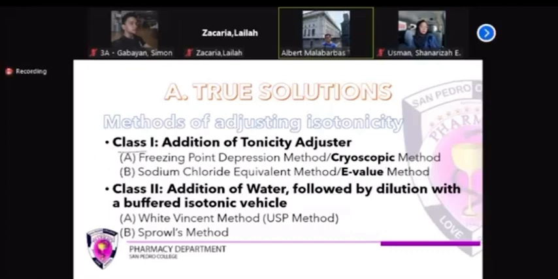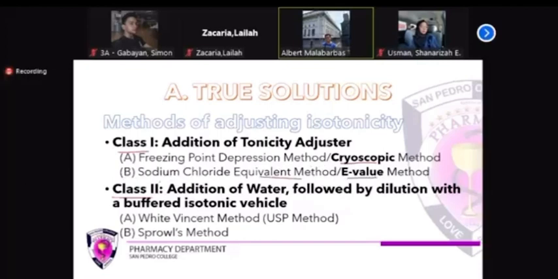We have the class 1 and class 2 methods. Class 1 methods, it refers to the addition of a solute, addition of a tonicity adjuster. Particularly, ginagamit to siya na class 1 method for hypotonic solution. Hypotonic kay kulang man siya og solute. So you need to add more solute para siya maging isotonic. Examples of class 1, we have the freezing point depression method or cryoscopic method, and then your sodium chloride equivalent method or your E-value method.